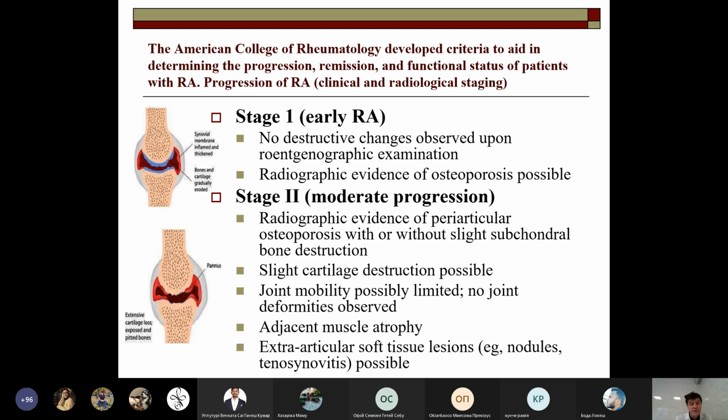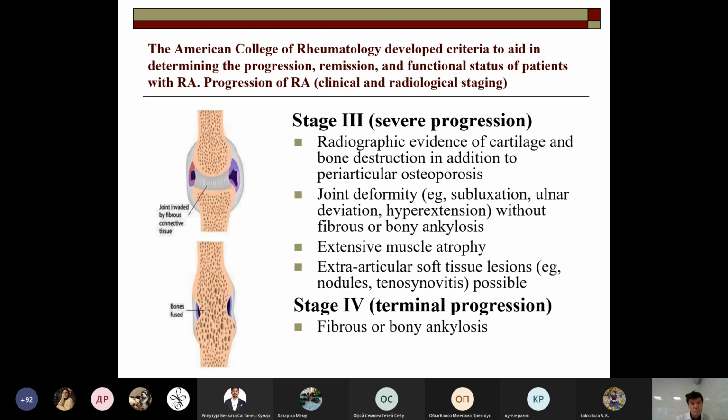Limited joint mobility and passive movement can be seen in these patients due to pain. It is not ankylosis, but pain that is the main reason for restriction of moving activity. Extra-articular soft tissue lesions can be observed, though these findings are optional.